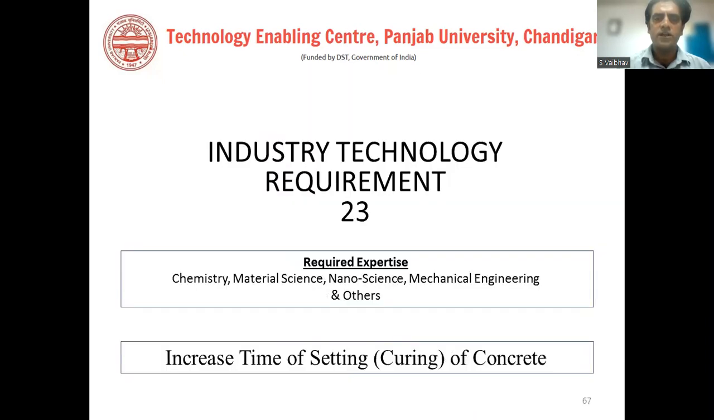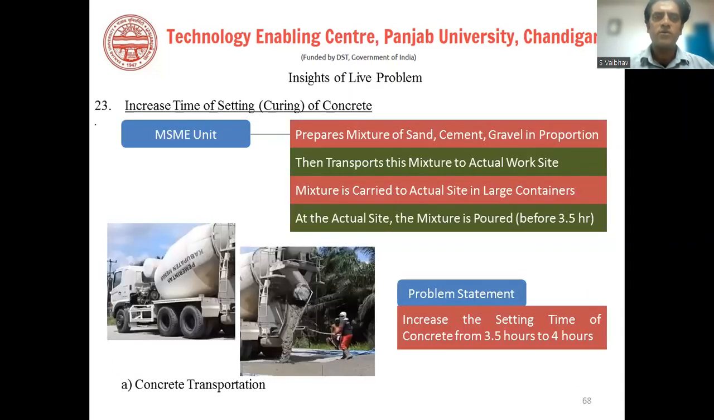The next problem is related to increasing the setting time of concrete. It is a problem of an MSME unit that prepares a mixture of sand, cement, and gravel in proportion. They transport this mixture to the actual work site. The material is carried in large containers as shown in this figure. At the actual site, the mixture is poured within 3.5 hours. The problem is that sometimes the work site is far away, so they require a longer setting time for concrete. They wish to increase this setting time from 3.5 hours to 4 hours.